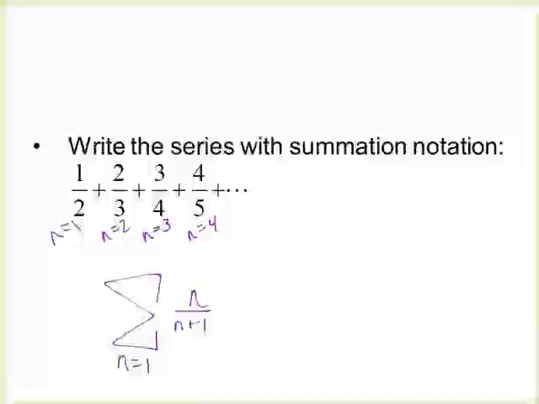Where does this series end? It doesn't. There's no end to this. It says plus dot, dot, dot, and that's it. So at the top of this goes an infinity, to say that this is an infinite series, it never ends. Okay? Questions?